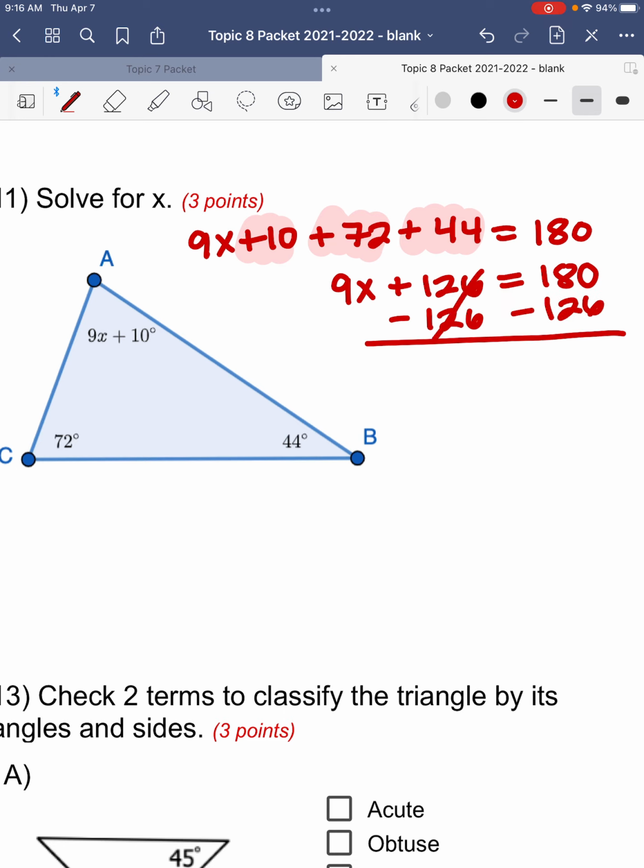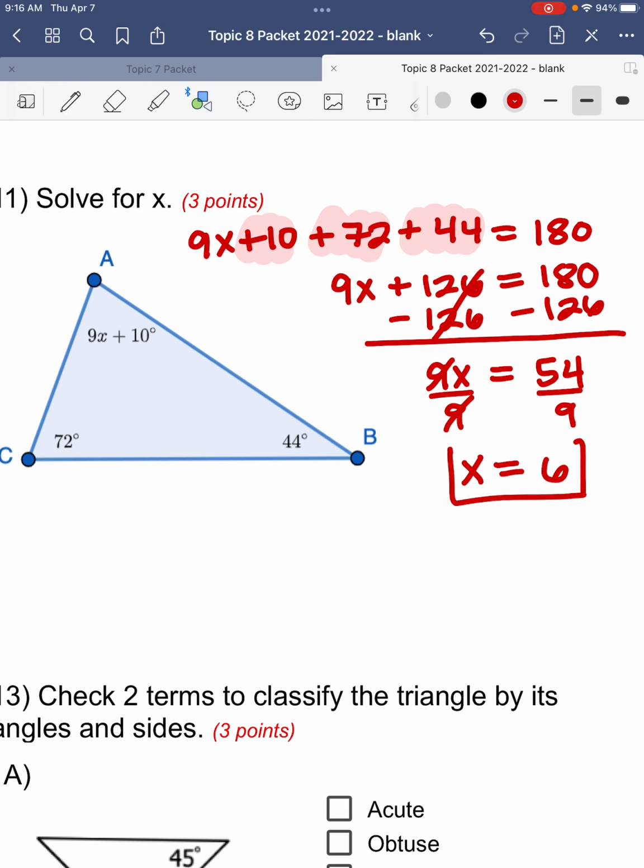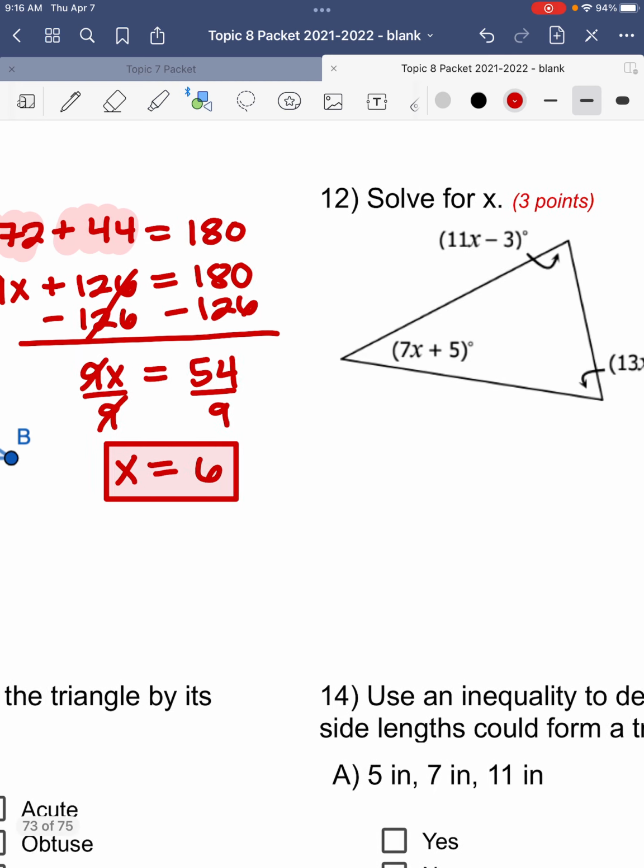So my 126's cancel out, leaving me with just 9x equals 54, because 180 minus 126 is 54. Now, to get x by itself, it's connected to 9 through multiplication, so we divide by 9 on both sides. My 9's cancel out, and x equals 54 divided by 9, which is 6. So x equals 6 is my answer. That is the value of x. Okay, moving on to number 12.